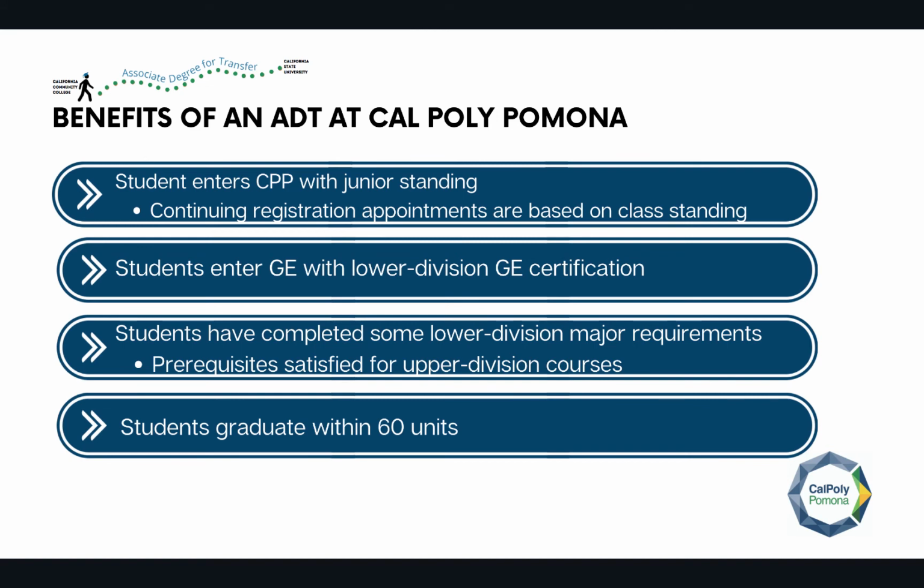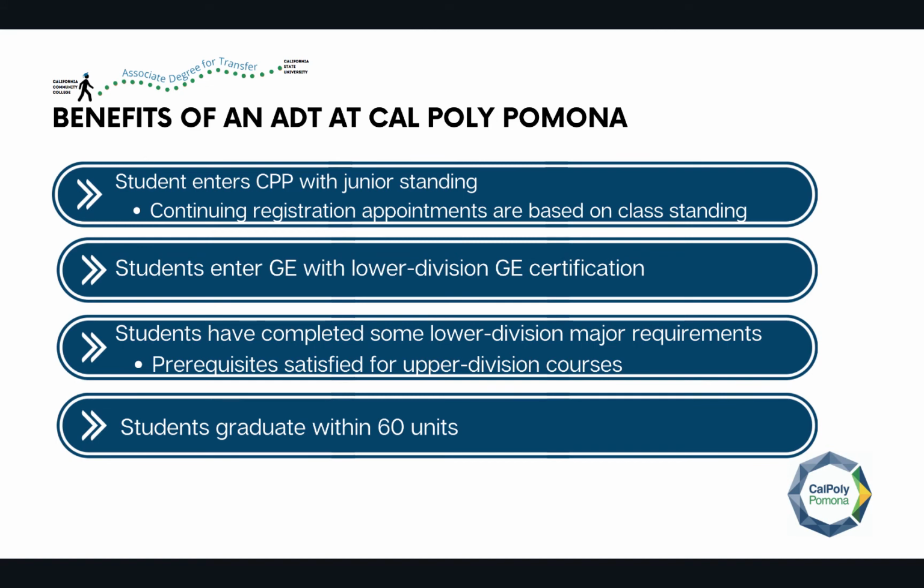Students have completed some lower division major requirements and prerequisites are satisfied for upper division courses. So because your ADT is usually specified, you complete a lot of those lower division requirements coming into Cal Poly. So again, to put an example as business, your accounting 2070, your 2080, your financial and managerial accounting should be taken care of. Your finance and real estate introductory class should be taken care of because we have those initial agreements with the community college and the ADT.